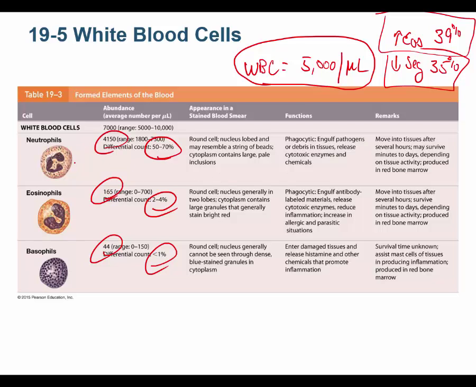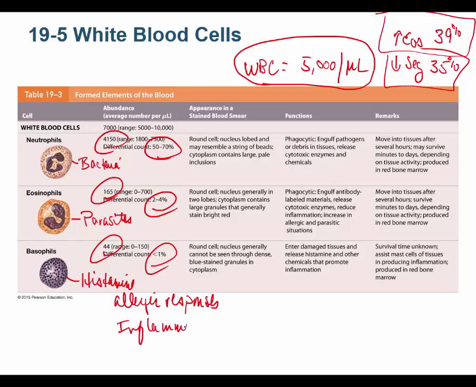All right, neutrophils attack bacteria primarily. Eosinophils attack parasites primarily. There's overlap, by the way, but I'm just giving you the primarily. And these guys release histamine and are involved in allergic responses. They're involved in inflammation as well. So that's what the basophils do.